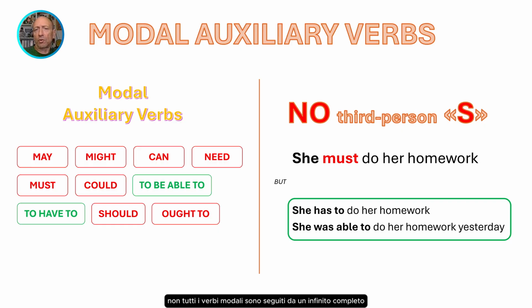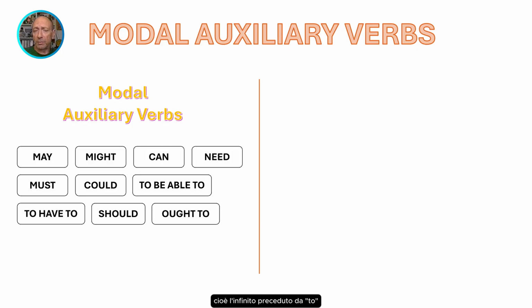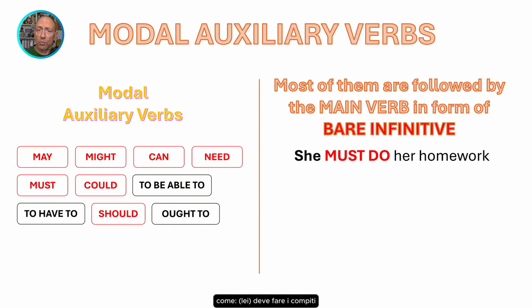Then, not all modal verbs are followed by a full infinitive, which means the infinitive with to. In fact, most of them are followed by a bare infinitive, such as she must do her homework. As you can see here, must is only followed by the main verb without to, just like the other modal verbs highlighted in red. But there are some exceptions.